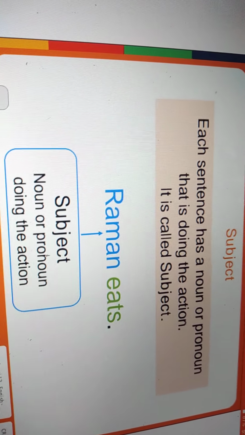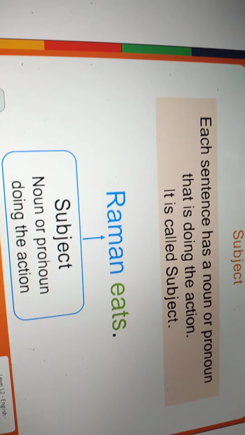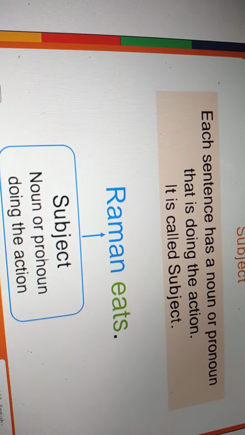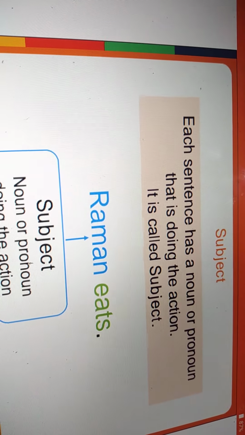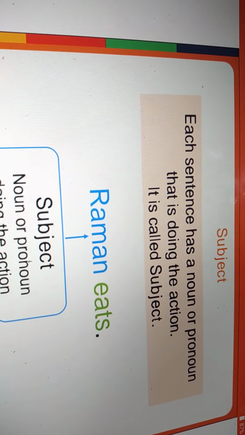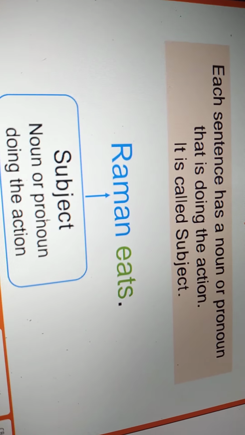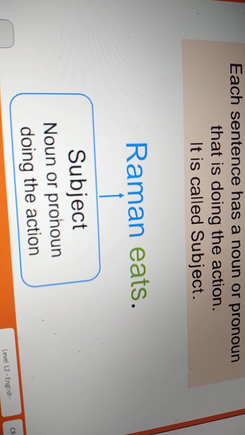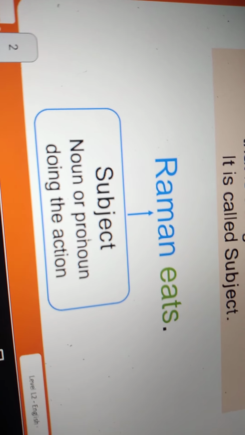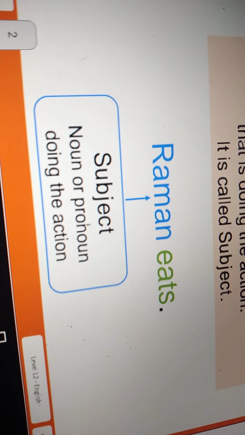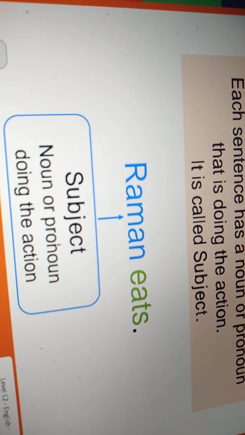So here see that each sentence has a noun or pronoun that is doing the action. It is called the subject. Each and every sentence that we say carries a subject, that means a noun or pronoun. A noun is a naming word; pronouns are I, we, you, they. So it may be a noun or a pronoun that does the action. That is called the subject, children. So in the sentence Raman eats, the subject is Raman because it is a noun, the name of a boy.